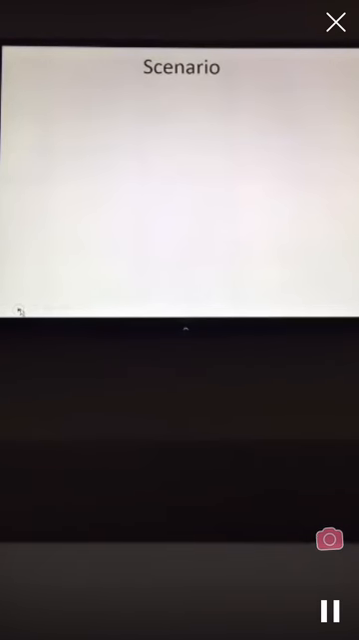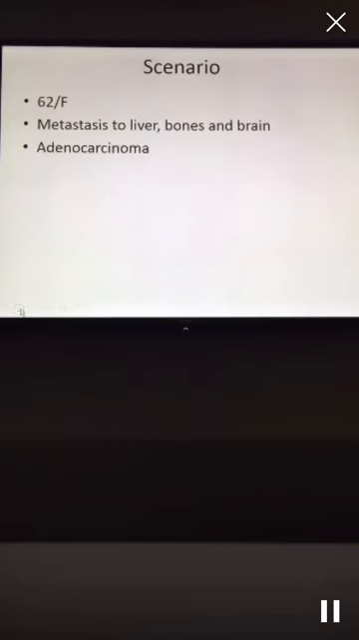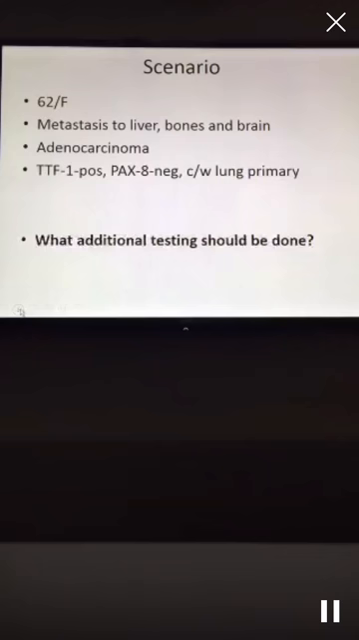Next, please. So the scenario where this kind of thing will be useful is an elderly individual who has metastases to the liver, bones, and brain. You find by morphology that it's adenocarcinoma. Maybe in a metastatic site, like a bone, you do some immunohistochemistry, TTF is positive, Pax8 is negative, so you're comfortable. The patient has a lung mass, you say, okay, this is a met from the lung. So do we stop there? Is our responsibility over? No. That's now in 2016, our work just starts there in terms of treatment.